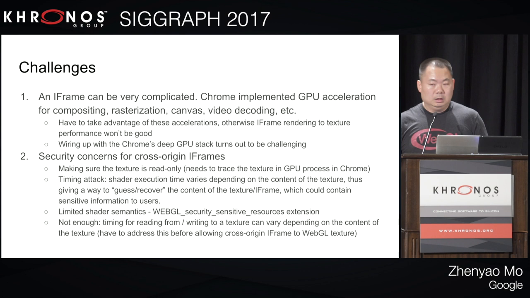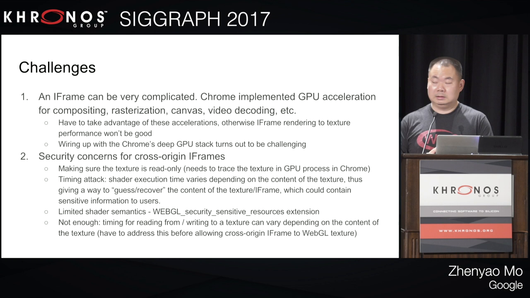Here are a few challenges in implementing this. First, the iframe can be as complicated as you can imagine, the entire website. Chrome GPU team spent multiple years on how to render the DOM efficiently. We have accelerated compositing, rasterization, canvas, video decoding, and many features. Now we want to utilize all those nice features in rendering the iframe to the texture. You don't want to reinvent all the rendering for the texture. That means I have to wire this deep GPU stack when implementing this feature. That's one of the challenges I'm facing.